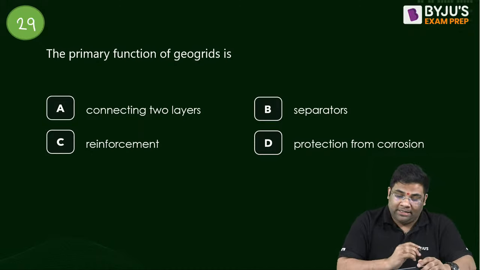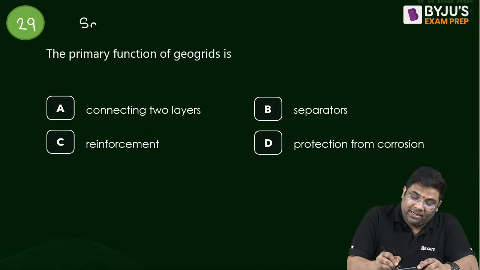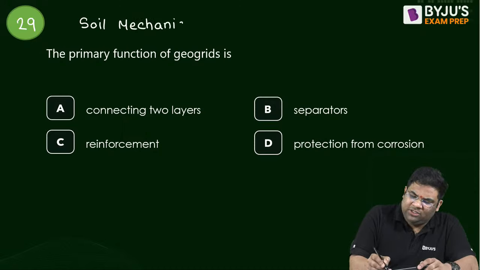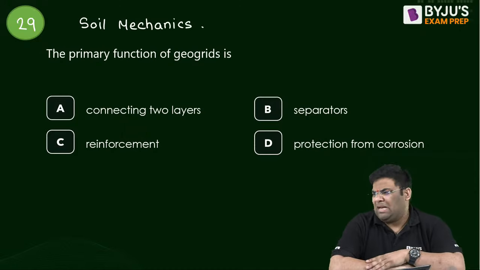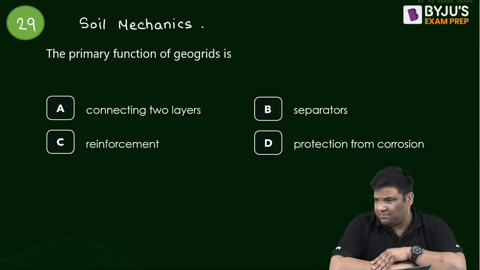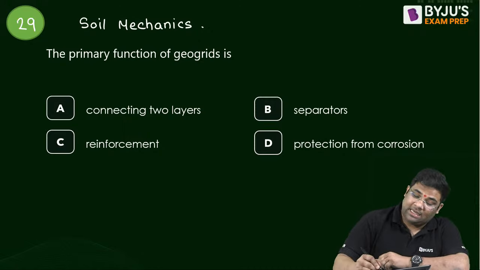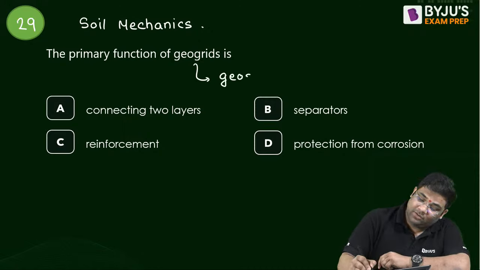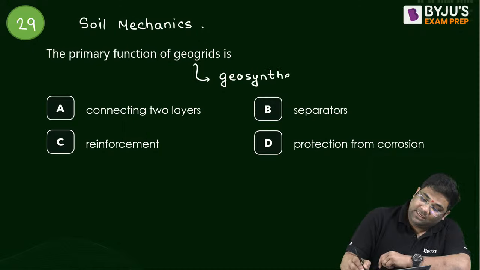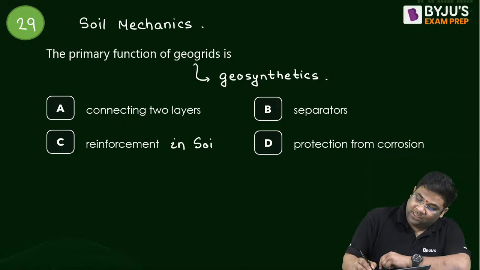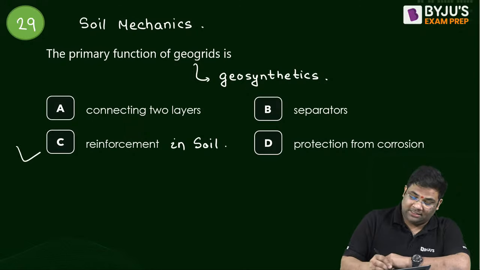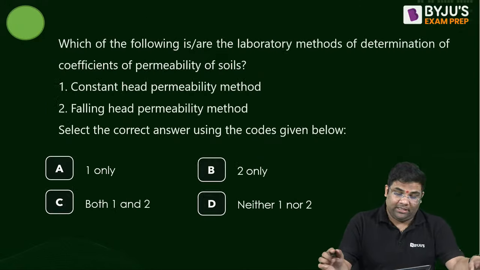Geogrids. This question is also from soil mechanics we can say. Question 29. Geogrids are used as what? What are these geogrids? Have you heard about them? Any idea? If you have an idea, then answer this. Yes, very good, Afreed. Geogrids are actually geosynthetics. They are used as reinforcement in soil. So answer is C. Next question, 30th question.